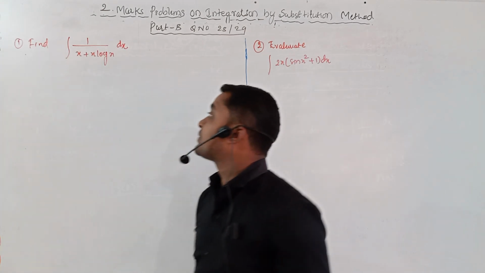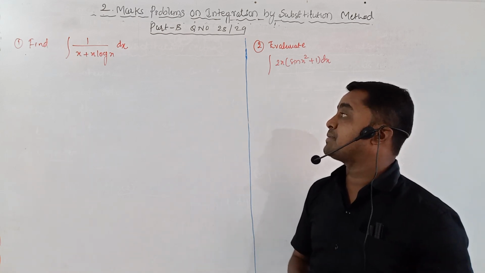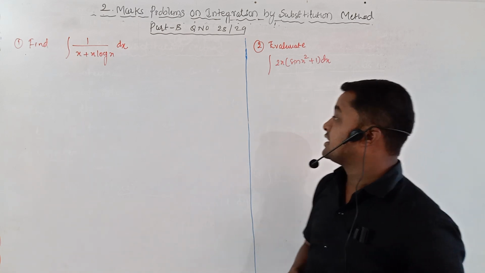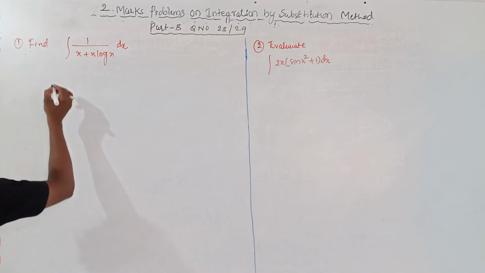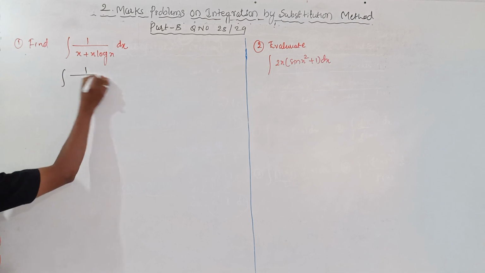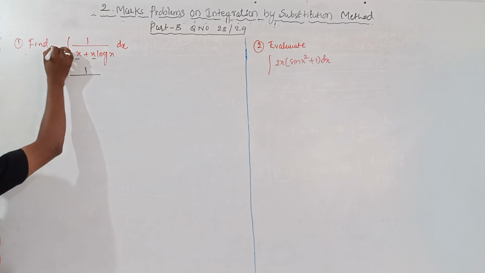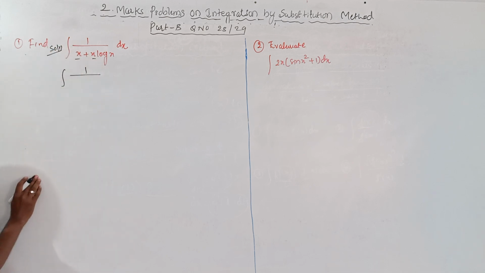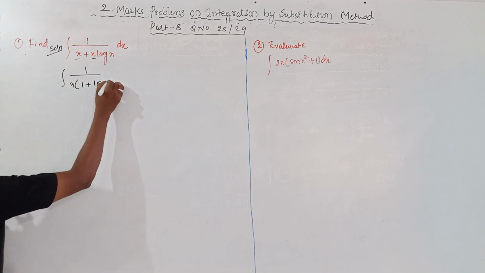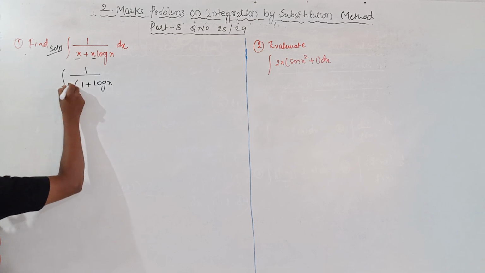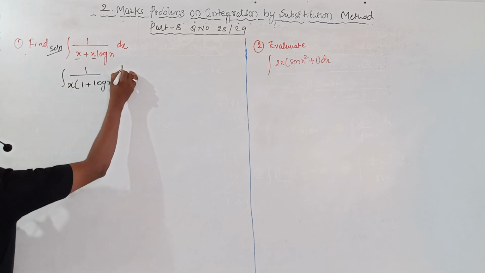So first one, find the integral of 1 by x plus x log x dx. Here it is a very simple problem by using the substitution. Integration of 1 divided by x common here. Write the first step of the solution as it is the given integral. Take x common, 1 plus log x, dx.